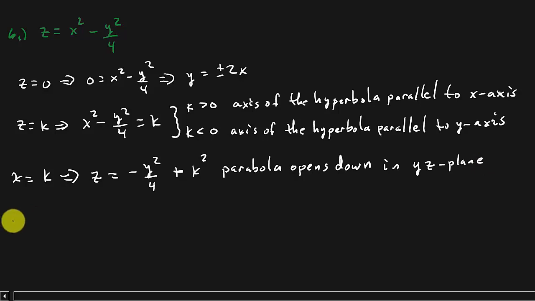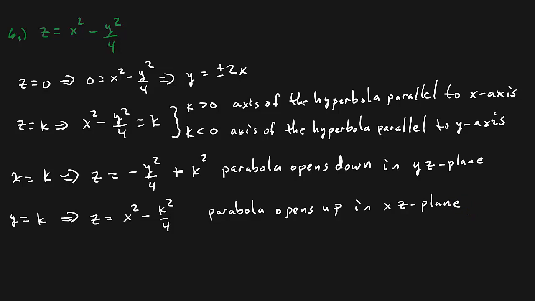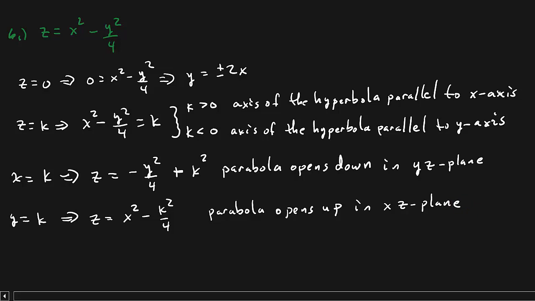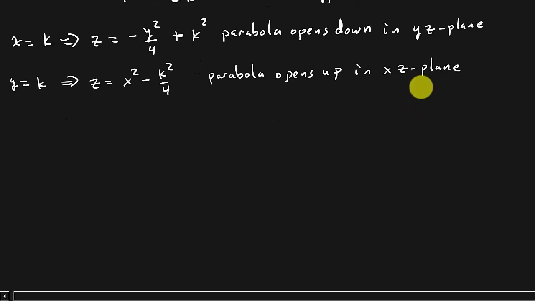And then for y equal k, that's going to give me z equals x squared minus k squared over 4. And this is a parabola that opens up in the xz plane. All right, so let's see what we can do here. Let's look at graphing this thing. I'm not going to be too good at graphing this one, I don't think, but we'll see how it goes.